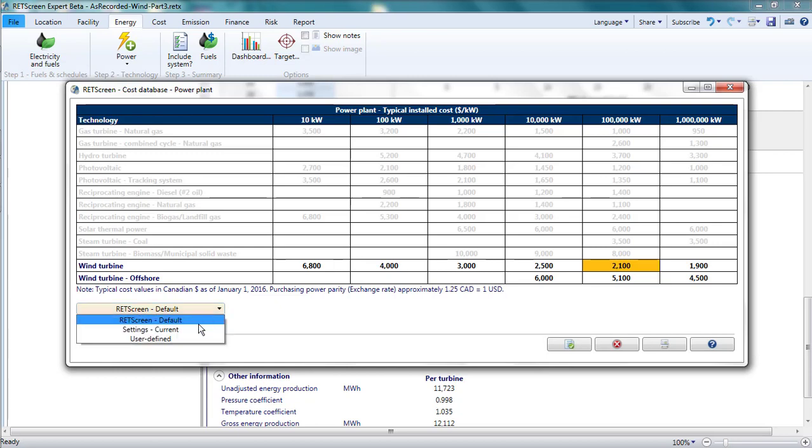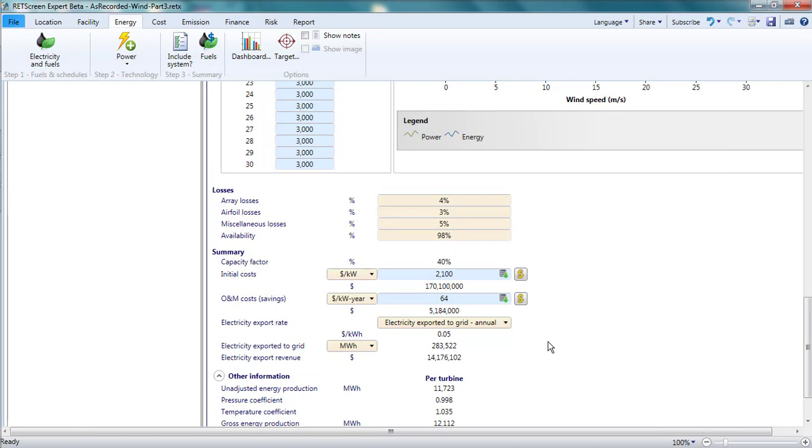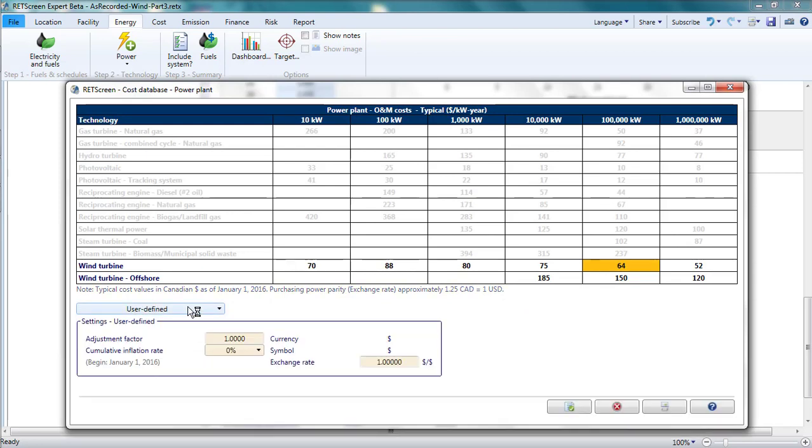I select User Defined in the cell under the Table of Costs, and this allows me to enter an adjustment factor. I'll put in 0.9. I see that the costs in the table change. Now I click on the Paste Data button, and the updated cost is copied to the energy page. The O&M figures in the cost database can be similarly modified. I'm going to reduce the annual O&M by 5%, but later, on the cost page, I'm going to make an allowance for out-of-warranty repairs late in the project lifetime.